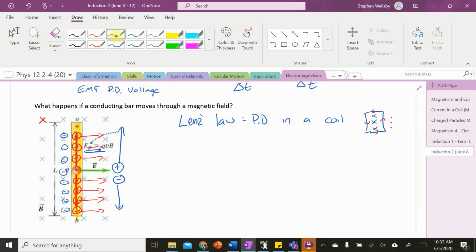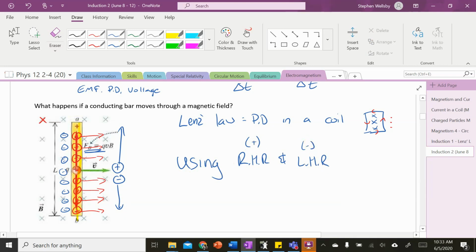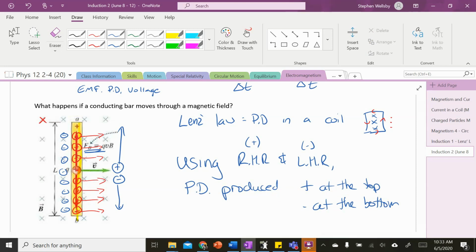So my negative charges are going to want to go this way here. And so in fact, using our right-hand rule and left-hand rule, for positive and negative charges, we know that there will be a PD produced, a potential difference or an EMF. It'll be positive at the top and negative at the bottom. So it is creating this force. It's kind of forcing these charges apart. The positive ones all want to go to the top. The negative ones all want to go to the bottom.